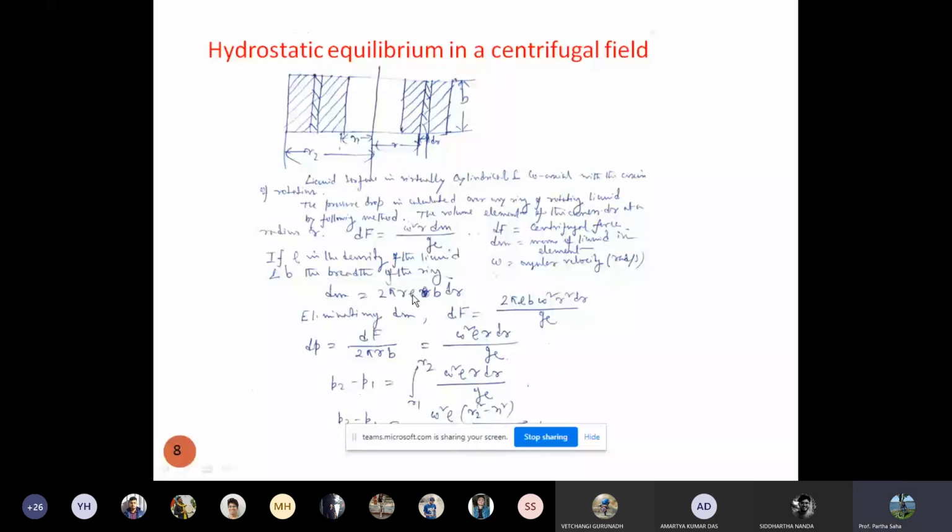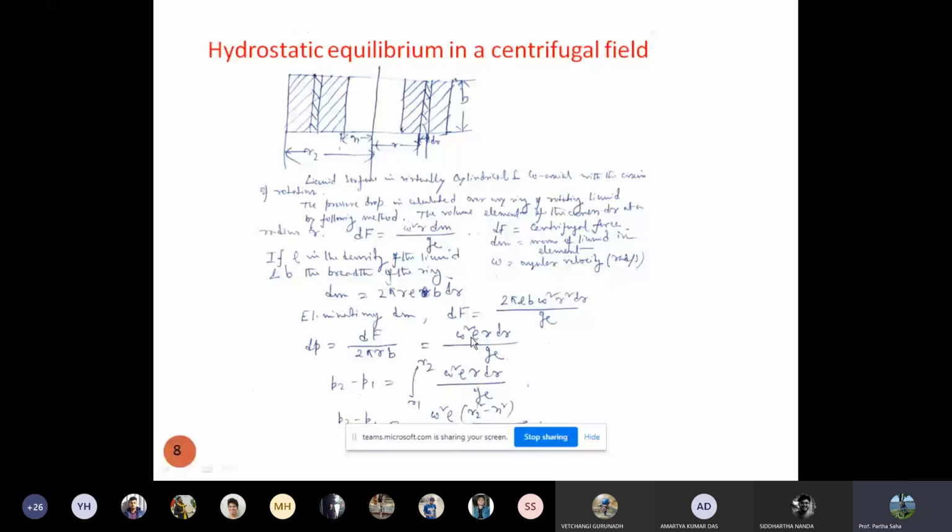And the pressure is actually nothing but force by area. Now what is the area? Because we are considering this area, the area will be 2 pi r, because that is the radial direction, the circumferential area, 2 pi r, and then multiplied by the breadth of that ring, the centrifugal ring. So that is the area. If you divide df by 2 pi r rho B, it will become omega square rho r dr by gc.